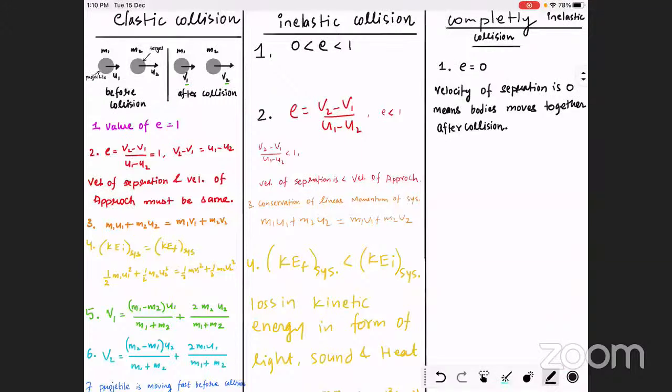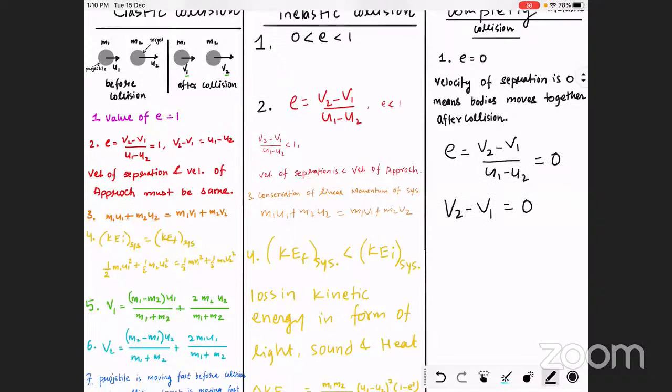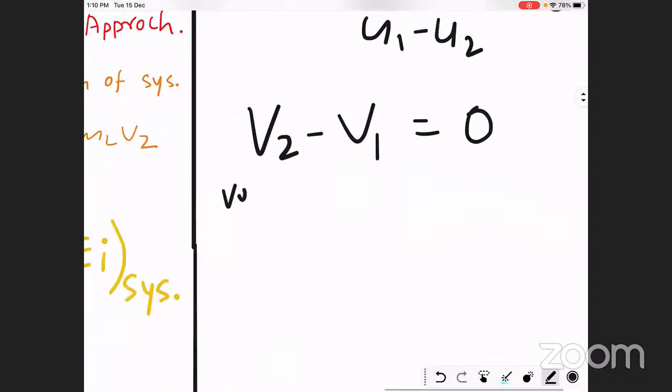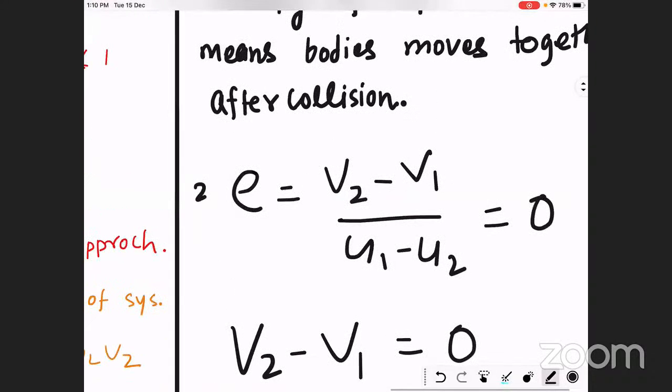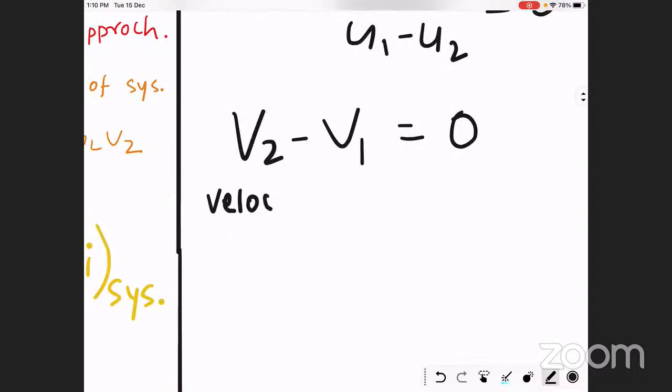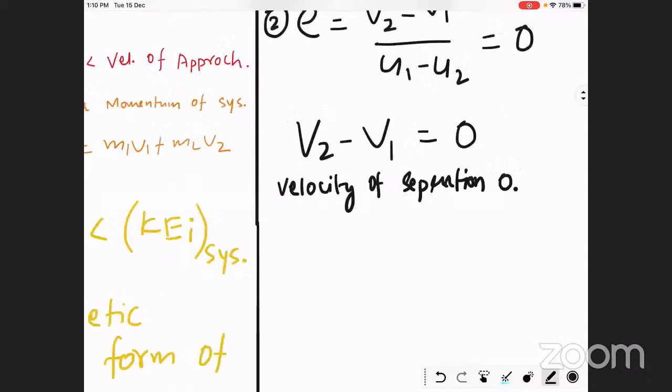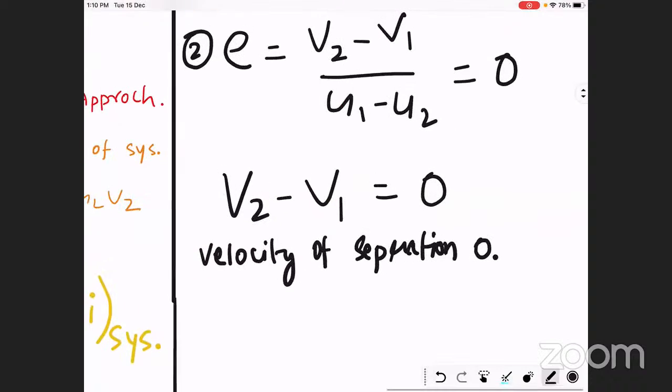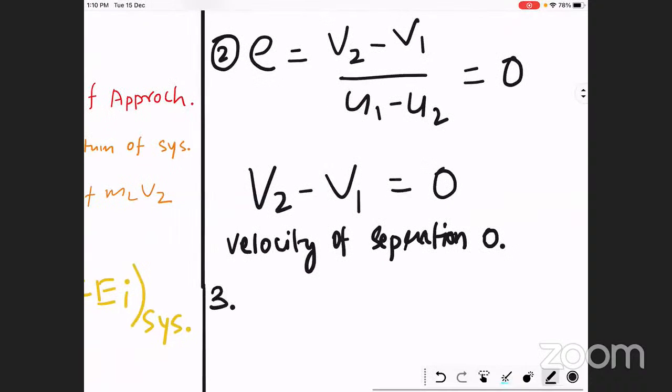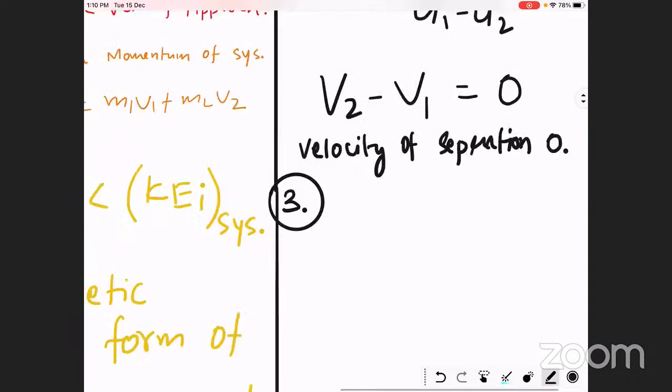So E is equal to V2 minus V1 upon U1 minus U2. Now put E as 0, means V2 minus V1 is 0. It means velocity of separation is 0. So point number 2 represents that velocity of separation is 0. Like if you throw mud at a moving bus, the mud will stick to the bus. Am I right? Now can you apply conservation of momentum?